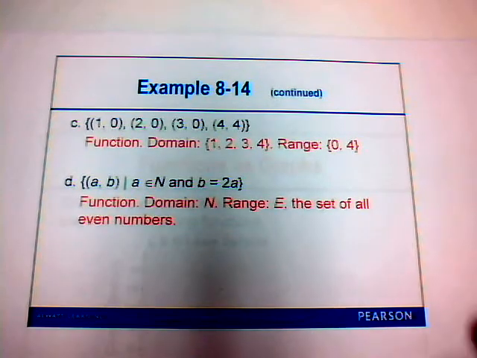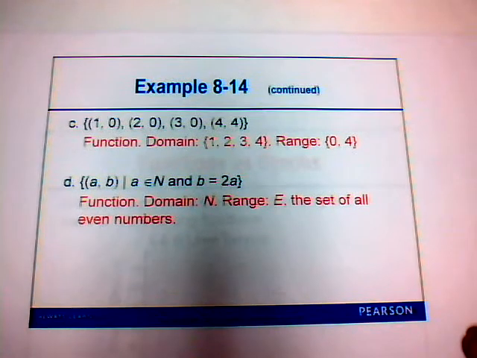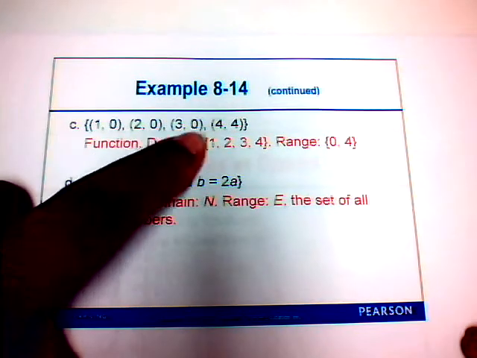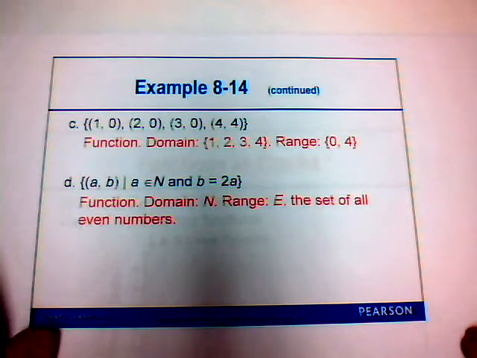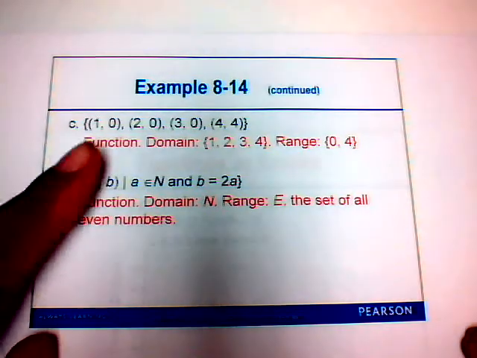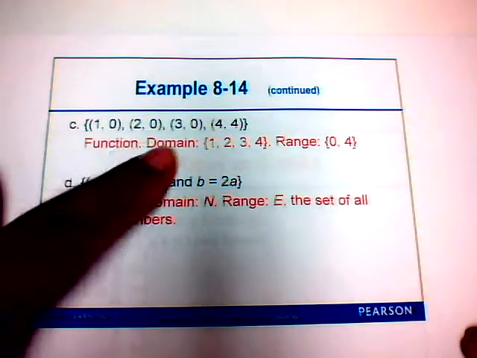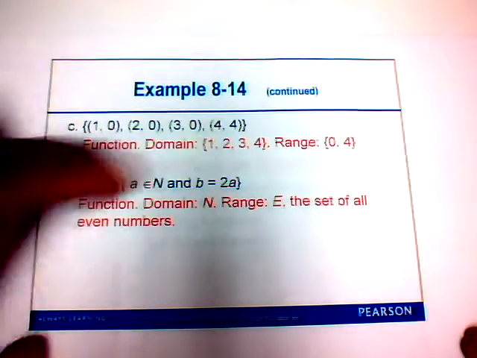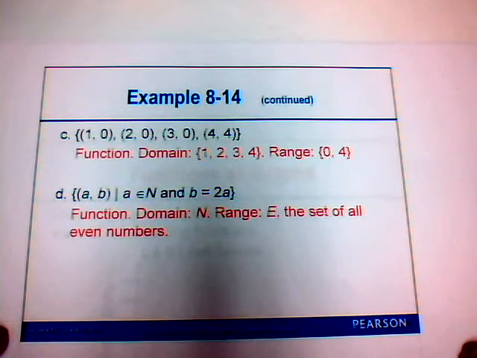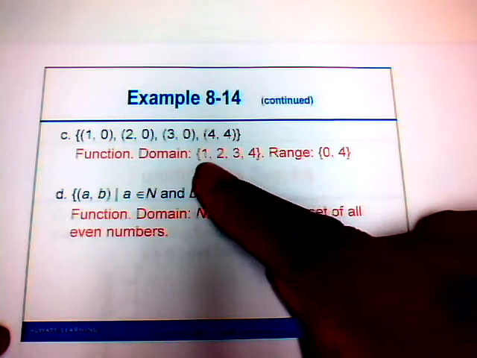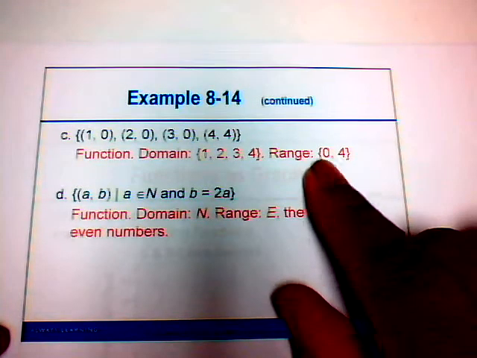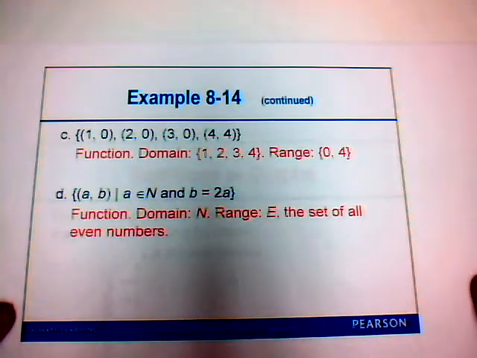Also (1, 0), (2, 0), (3, 0), (4, 4). This is a function because only one x value is paired with only one y value. Even though the 1, 2, and 3 are paired with 0, that's still going to be a function because you're only looking at the x coordinates here. And the domain here will be those x coordinates 1, 2, 3, 4. The range will be the set of all y coordinates, just 0 and 4.